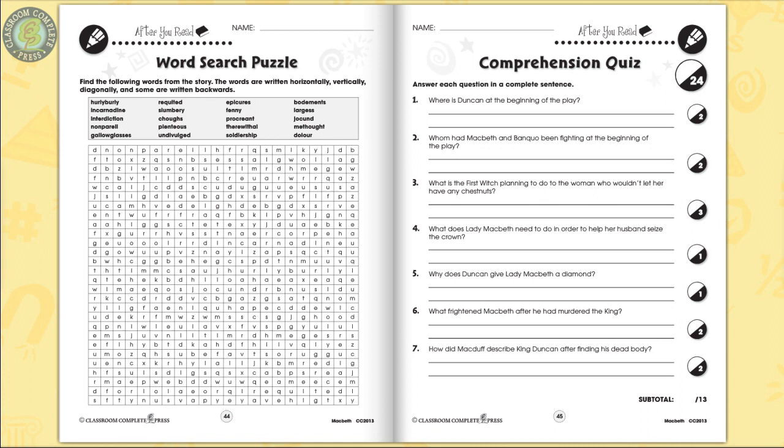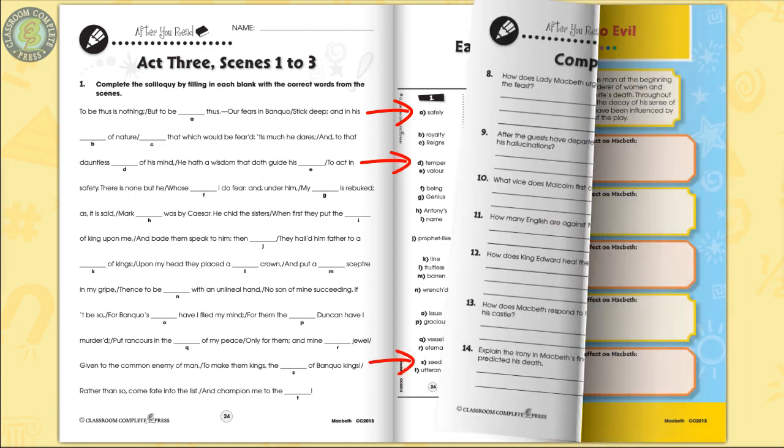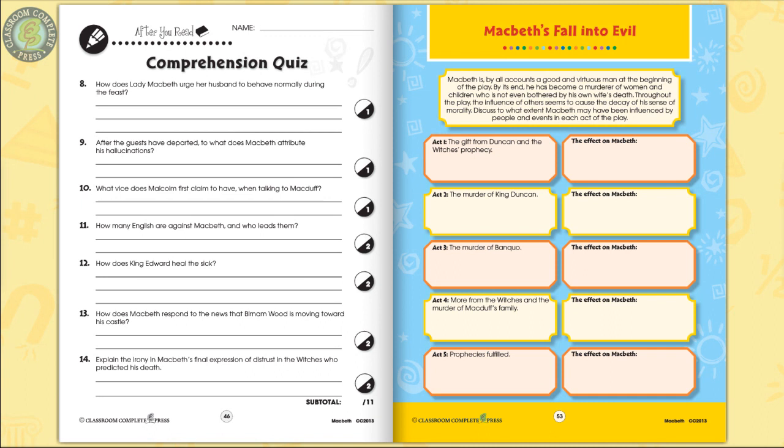A word search puzzle and comprehension quiz ends the unit. The easy marking answer key works by lining up perfectly with the matching question pages. 3 color posters, which are graphic organizers, complete the resource.